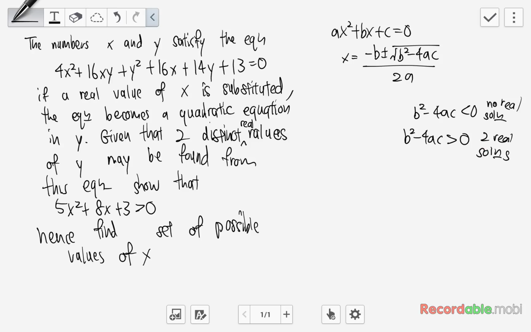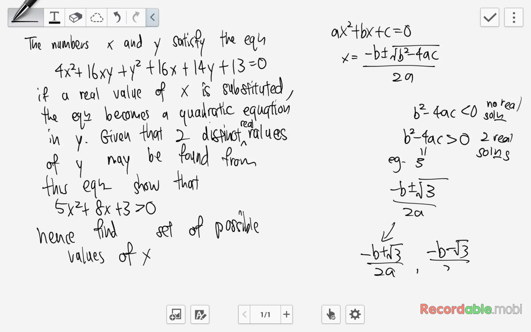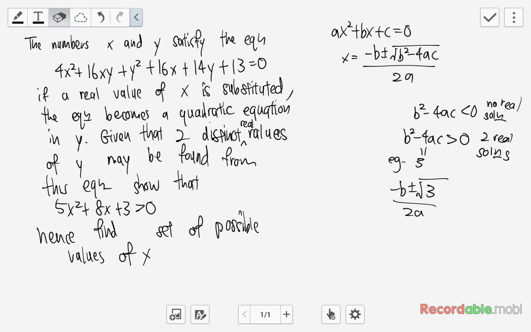Why two real solutions? Let's say b squared minus 4ac equals 3, and then we will have minus b plus or minus the square root of 3, over 2a. So one solution is minus b plus root 3 over 2a. The other solution will be minus b minus root 3 over 2a. This gives us two real solutions, 1 and 2, because plus or minus simply means one solution is plus, the other is minus. So then we will have two real solutions.